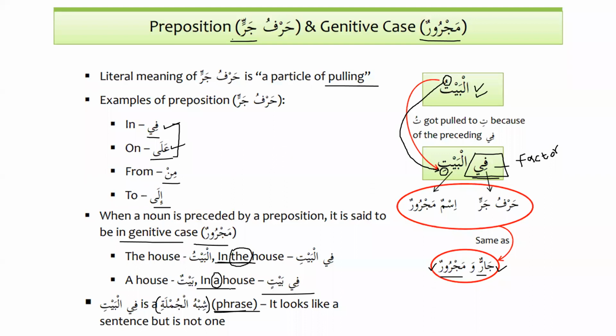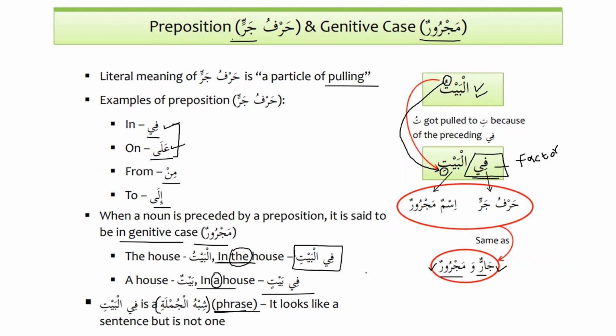Shibhu Jumla means a phrase. It means an incomplete sentence. What is an incomplete sentence? Fil bayti is an incomplete sentence. Why do we say it is incomplete? When you say in the house, is the meaning clear? Of course, no. When you say ar-rajulu fil bayti, the man is in the house, then it's a complete sentence. But when you only say in the house, it does not make any sense. So that's why we call it an incomplete sentence, or a phrase. A phrase means it's a sentence, but it's incomplete. It does not have the subject.